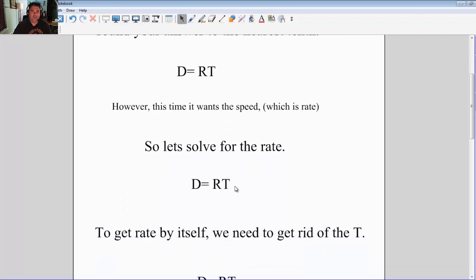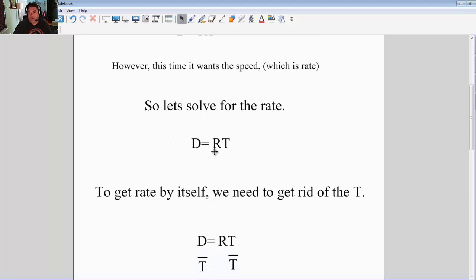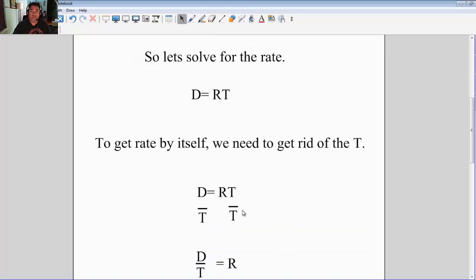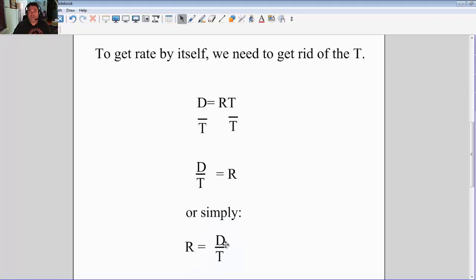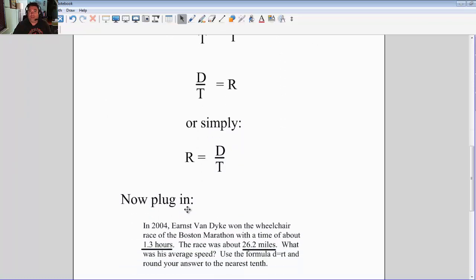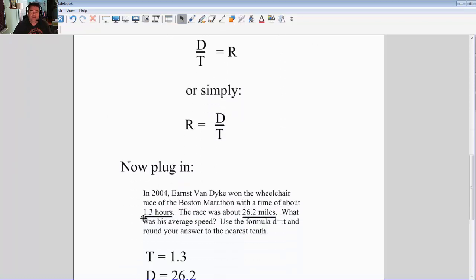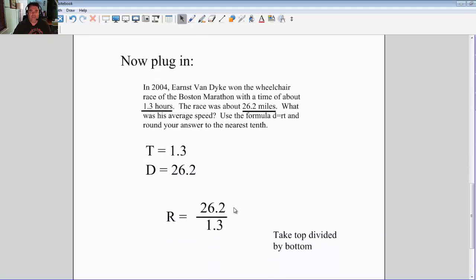So instead of D equals RT, I need to get R by itself. To do this, to get R by itself, instead of times T, I'm going to divide by T. Divide by T on one side, divide by T on the other, as you'll see here. D over T equals R, or simply R equals D over T. Now let's plug it in. So now we have 1.3 hours as our time, and our distance was 26.2, which goes on top, and the 1.3 goes on bottom. So top divided by bottom.